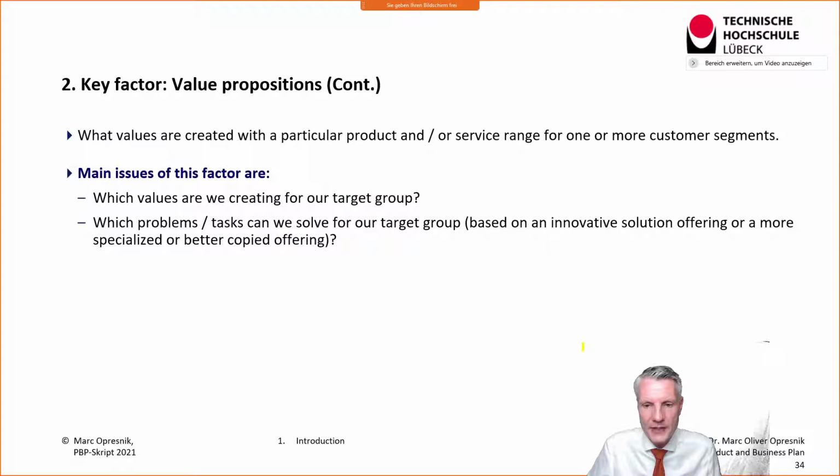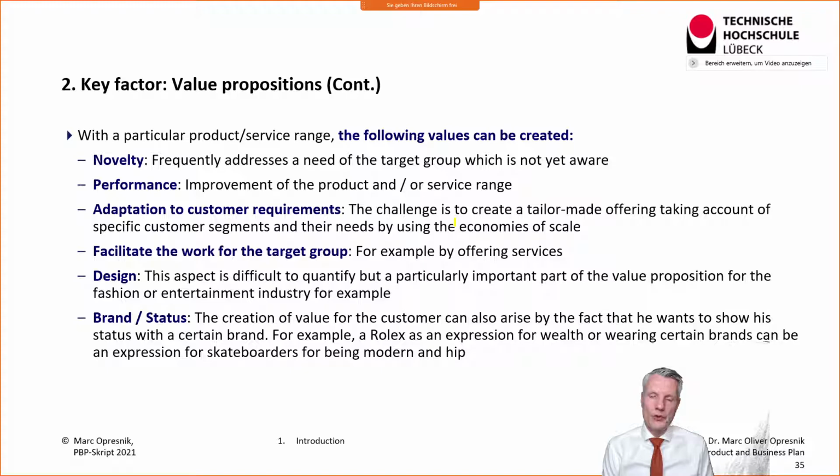So, summing that up, the values created with a particular product or service range from one or more customer segments. The main issues are: which values are we creating for the target groups, and which problems and tasks can we solve for the target group? With a particular service or product, we can create the following values. So we can have a completely new kind of novelty here. It frequently addresses a need of the target group which is not yet aware, which has not been addressed before. So you're addressing a new kind of problem, and you're the only one who's doing that.